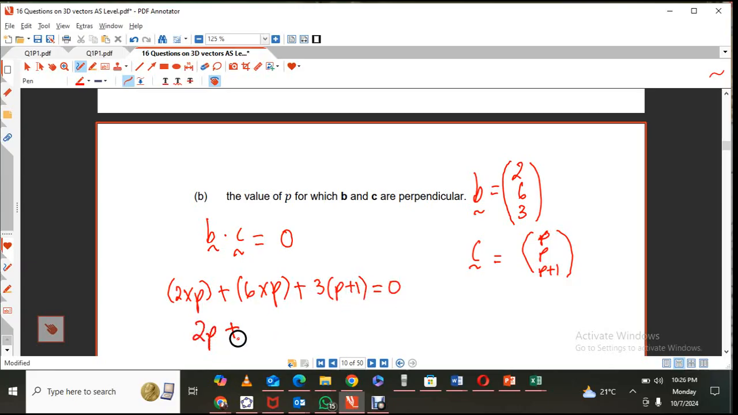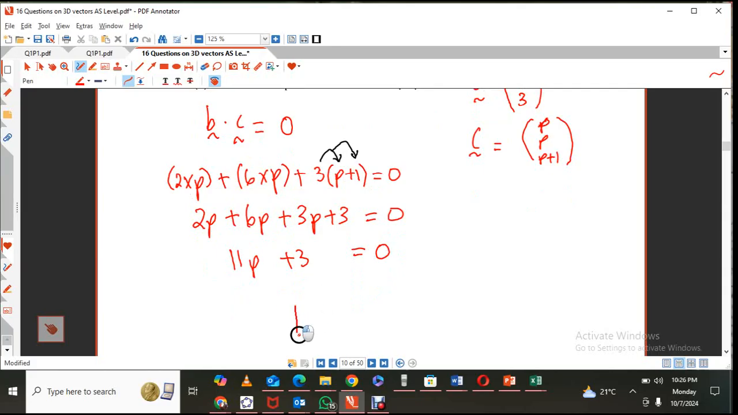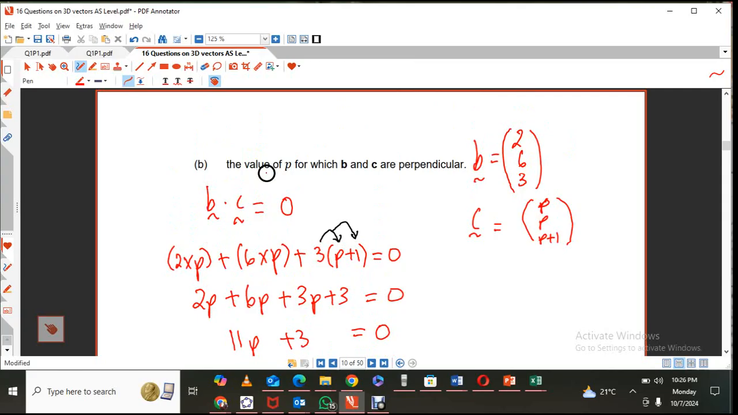So that's 2p plus 6p plus 3p plus 3. You should be very careful here when you are doing this expansion. That 3 times 1 gives you 3. There are some like terms here, it's just 11p. So you have 11p plus 3 is equal to 0. Of course, this becomes a very straightforward linear equation, and at AS level, we expect you to know this. Okay, so that is the value of p. And very important, the question just says value, so it's just one.